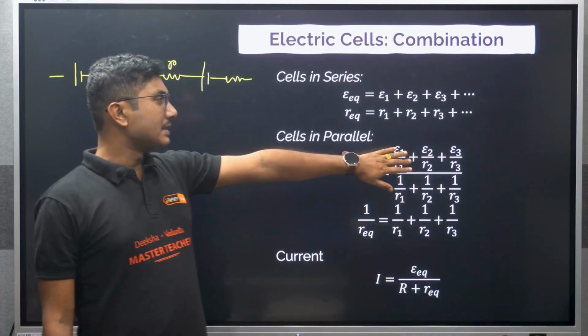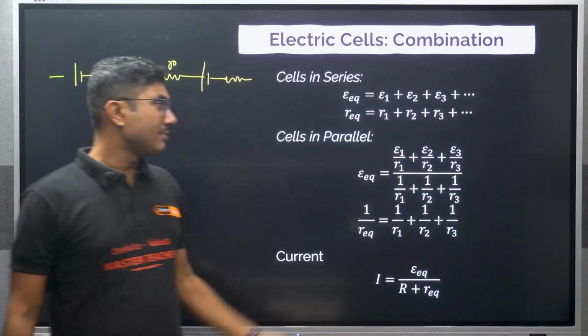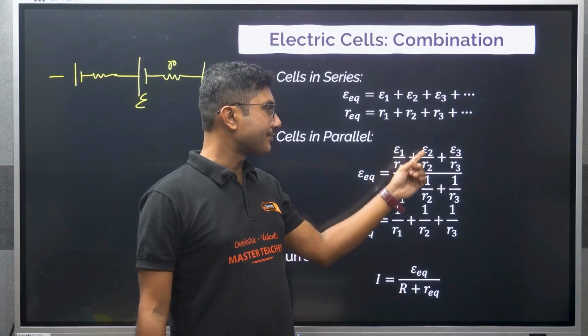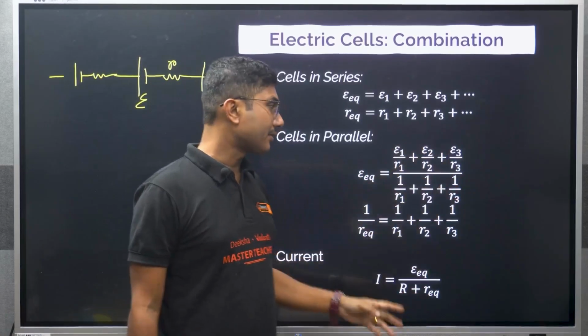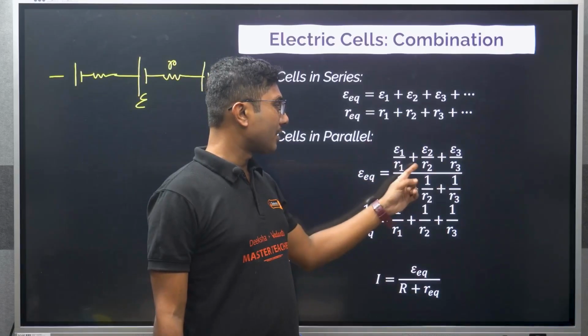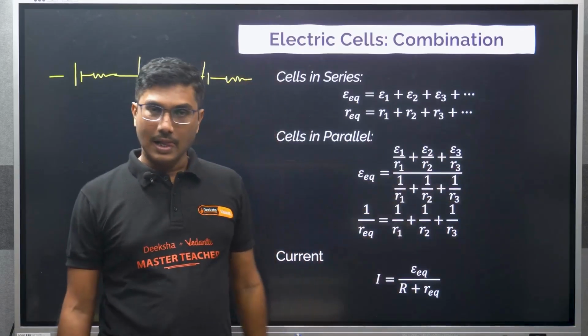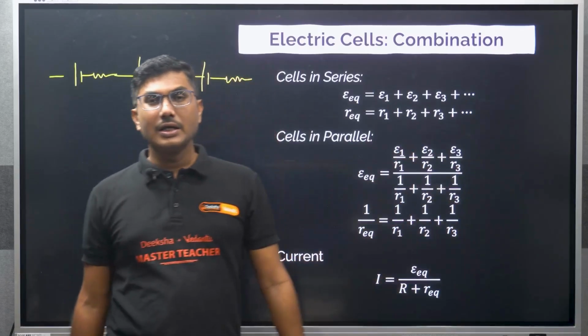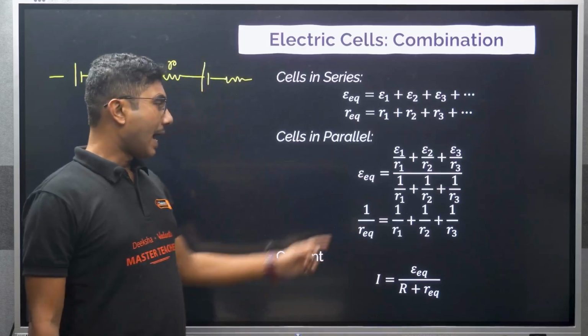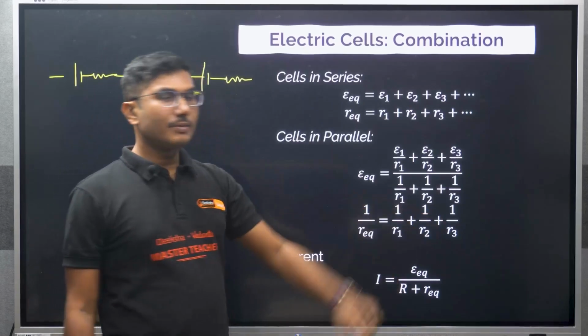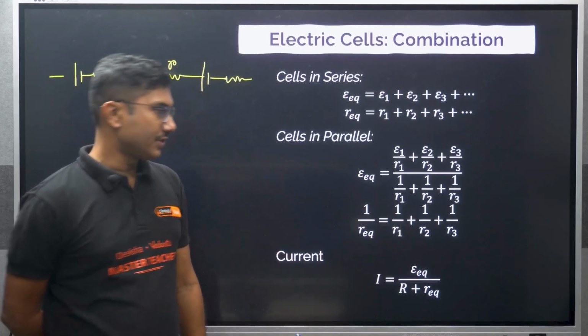Okay, in cells in parallel, the equivalent EMF is epsilon 1 by R1 plus epsilon 2 by R2 plus epsilon 3 by R3, divided by 1 by R1 plus 1 by R2 plus 1 by R3. Okay, this is how you can calculate the equivalent EMF. And equivalent resistance is basically the same as the parallel combination of resistances.